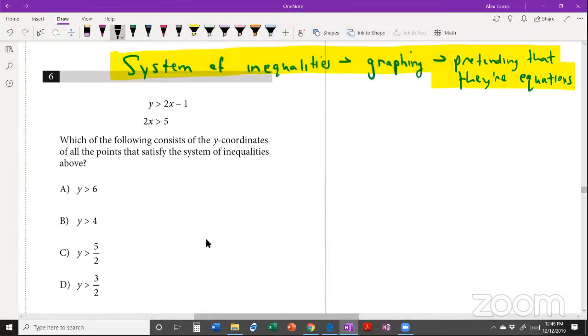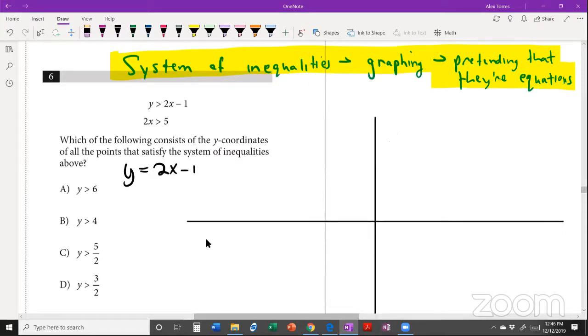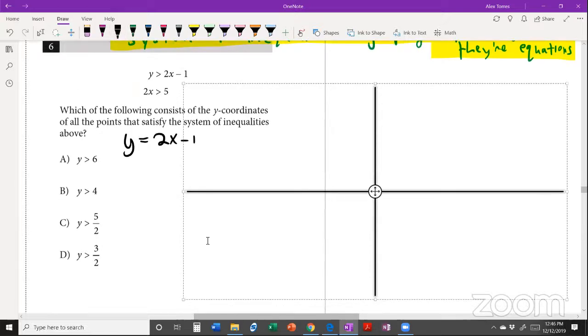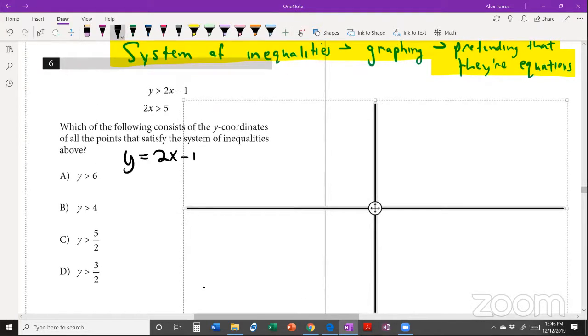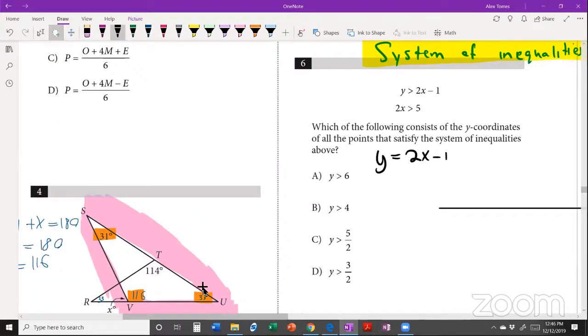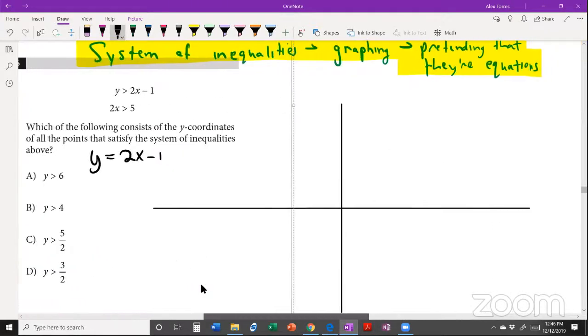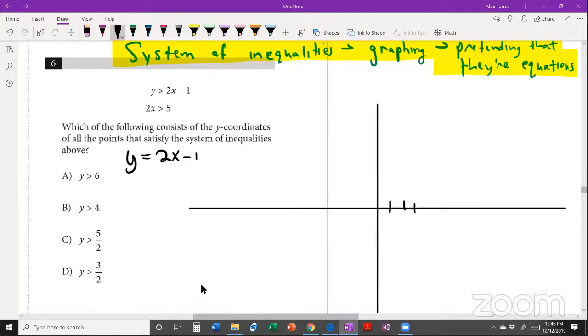So for the first one, we'll pretend that we have y equals 2x minus 1. And if that were the case, then that means we have a y-intercept of -1 and a slope of 2/1. So let's go ahead and show that. Y-intercept of -1 and a slope of 2/1, 2. So you're rising 2 going over 1.